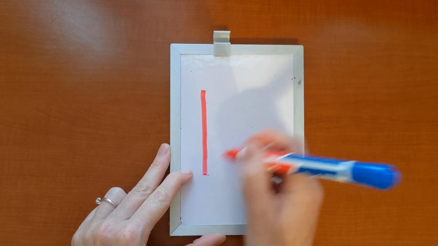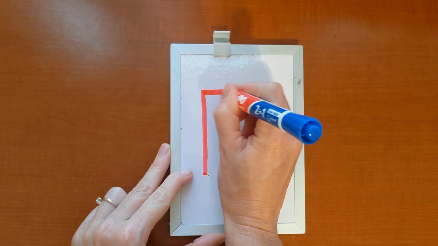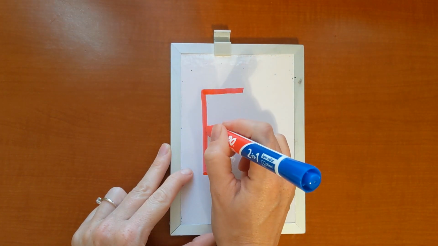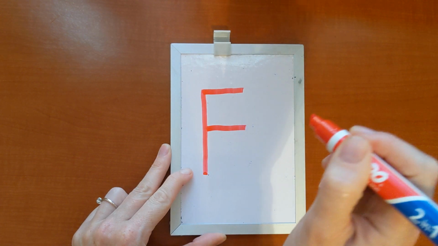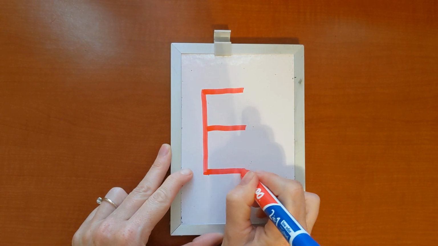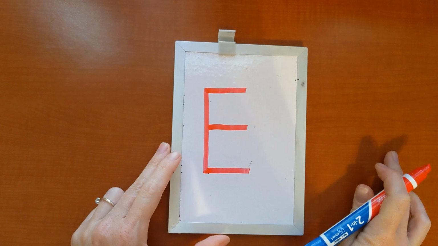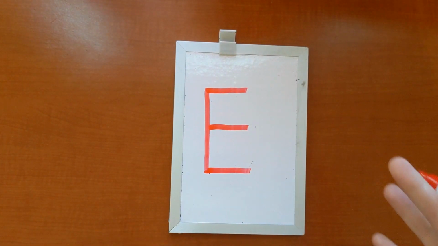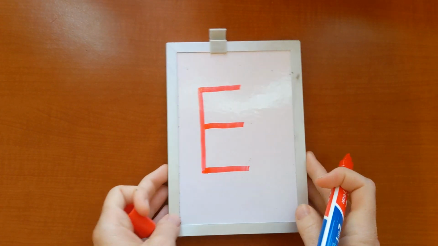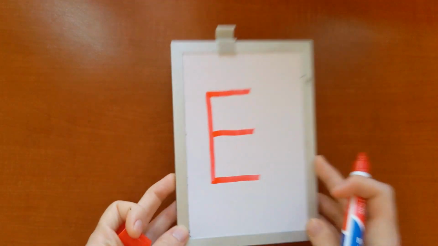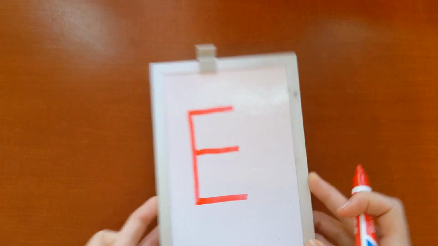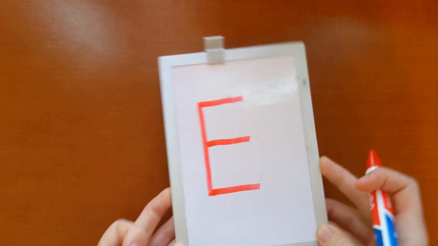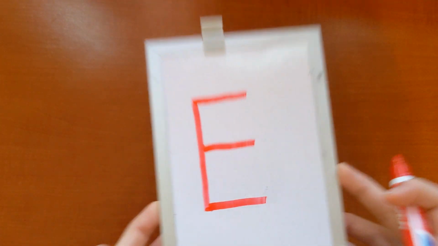Big line down, lift, little line across, lift, little line across, lift, little line across. What's our letter? Capital E. All right, let's say it together. E, E, capital E.